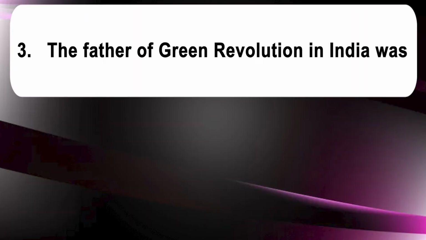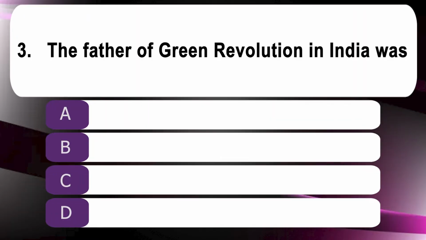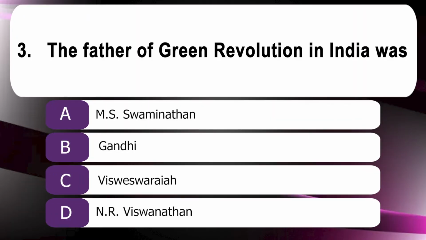Third question. The father of Green Revolution in India was A. M. S. Swaminathan, B. Gandhi, C. Visvesvaraya, D. N. R. Viswanathan. The correct answer is A. M. S. Swaminathan.